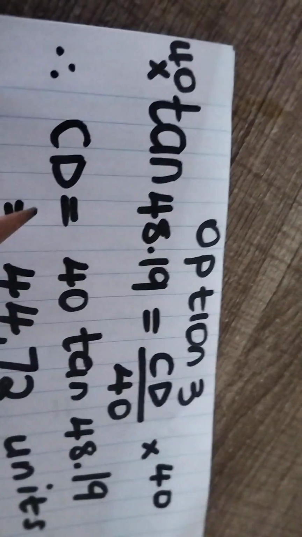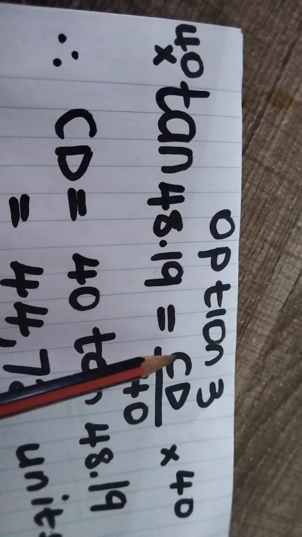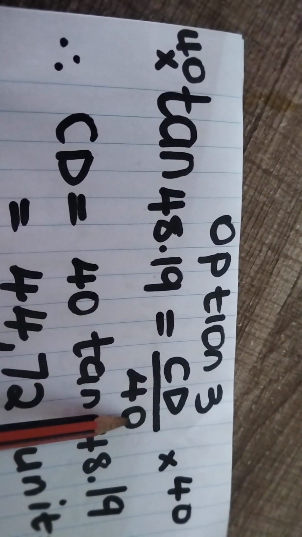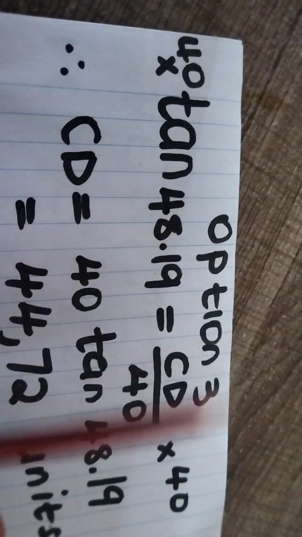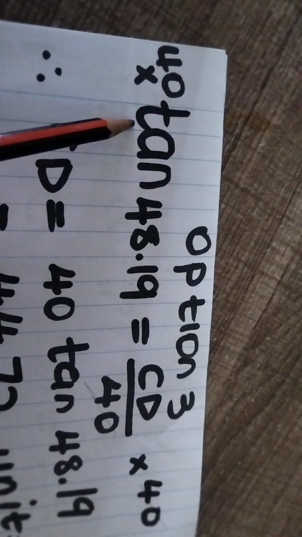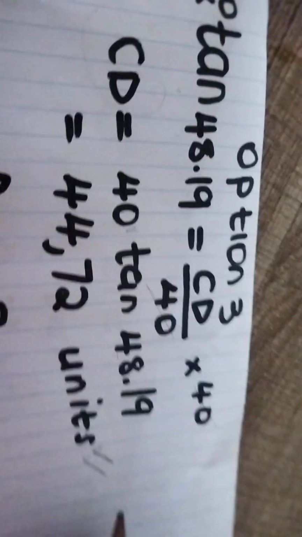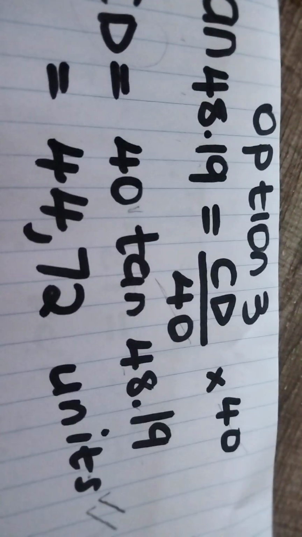With tan we're going to say the tan of 48,19 is equal to opposite, which is CD, over adjacent, which is 40. We multiply both sides by 40, then the 40s cancel, and we are left with 40 multiplied by tan 48,19, which gives us CD. So CD is equal to 40 multiplied by tan 48,19, and at the end of the day again we refer to the same answer which is 44,72 units. It is the last option.